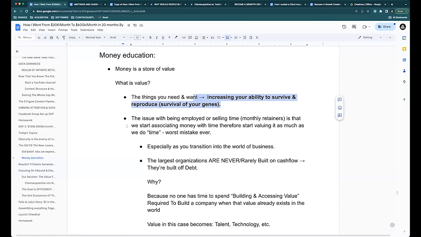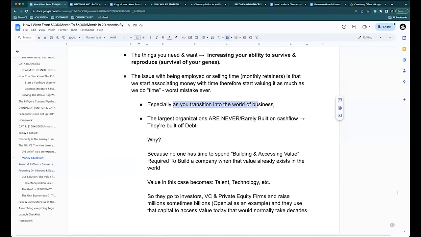Now, the issue with being employed or selling time, aka monthly retainers, for those who sell monthly retainers, you still are selling your time in case you haven't noticed, because your mindset becomes, oh, if I charge 3K a month, then my month is worth 3K. It's just that you don't necessarily work a bunch of hours, but you're still associating that value to a specific timeline. Okay. Now, when you're doing this, you start associating money with time. Therefore, you start valuing it as much as we do time, which is the worst mistake ever, okay? Especially as you transition into the world of business.